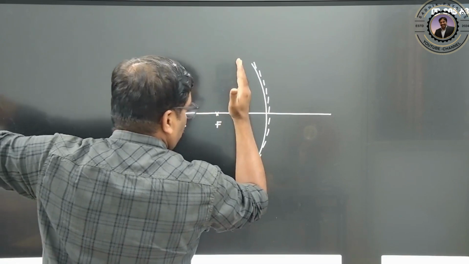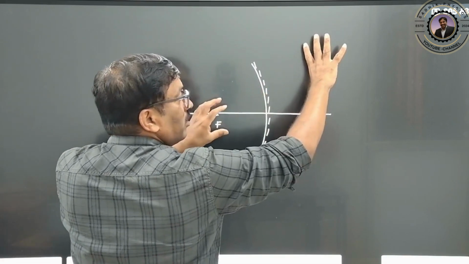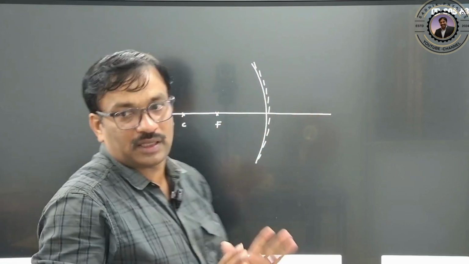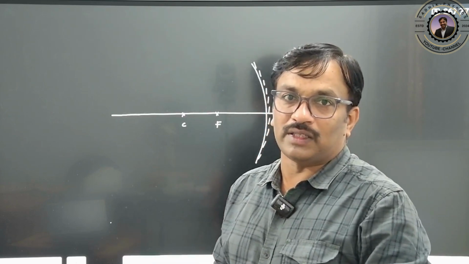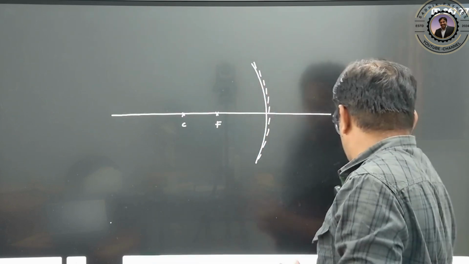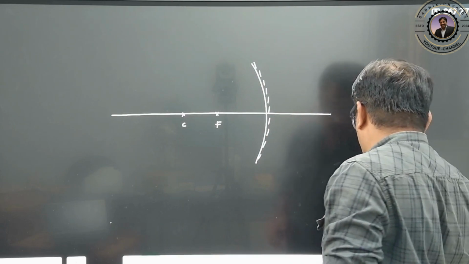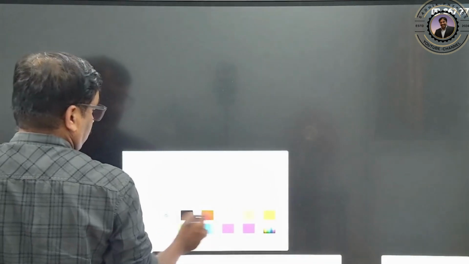Once it has crossed this, the image will be created on this side. If you really remember it like this, there will be no problem with these ray diagrams, and you can remember them very easily. Clear? Now, we will go for the mirror formula. Let us see, what is this mirror formula?